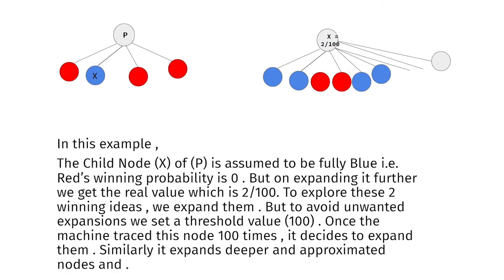For example, the child node x of t is assumed to be fully blue, that is, red's winning probability is 0. But on expanding it further, we get the real value, which is 2 out of 100. To explore these two winning ideas, we expand them. But to avoid unwanted expansion, we set a threshold value of 100. Once the machine traced this node 100 times, it decided to expand them.